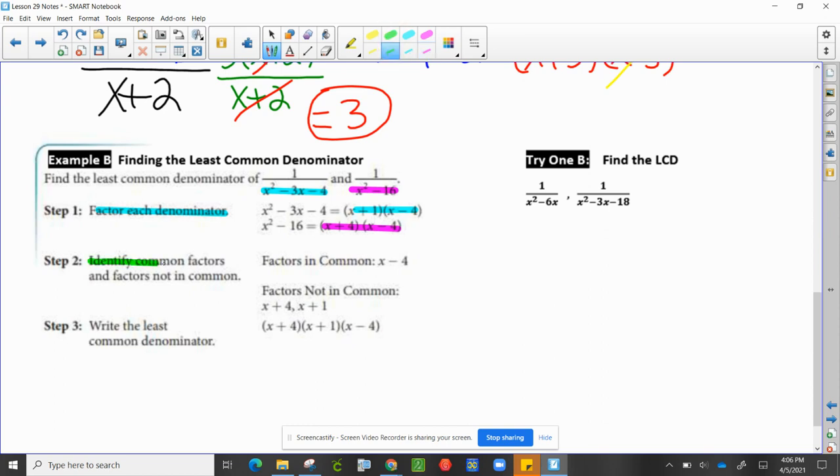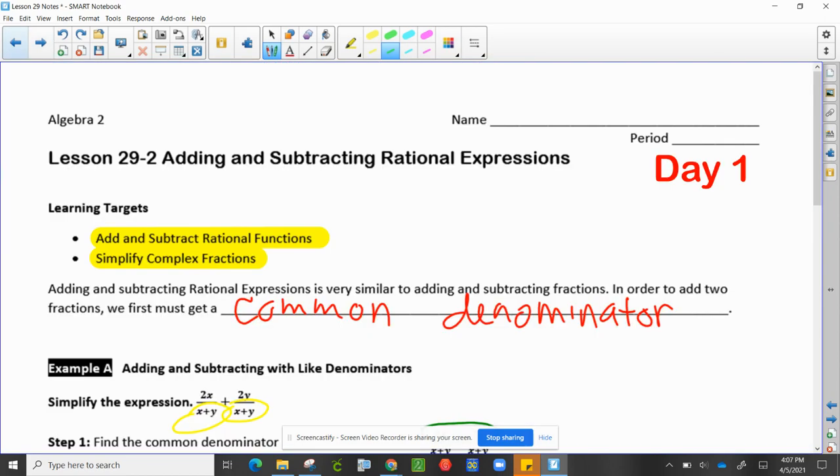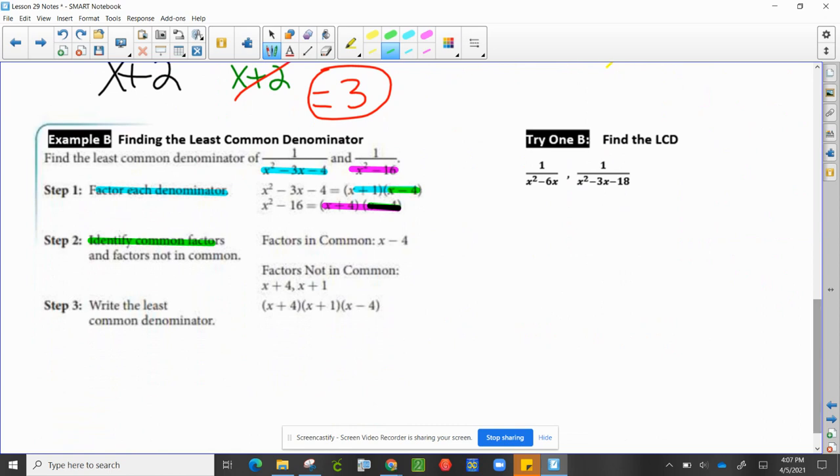You're going to identify anything that they already have in common. So in this factored expression, you could see they already have x minus 4. That didn't work out very nice. It turned it black. Let me just erase this really quick. Okay, they already have x minus 4 in common. So you would include that in your LCD.